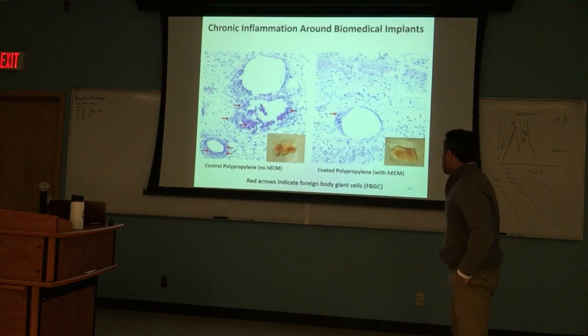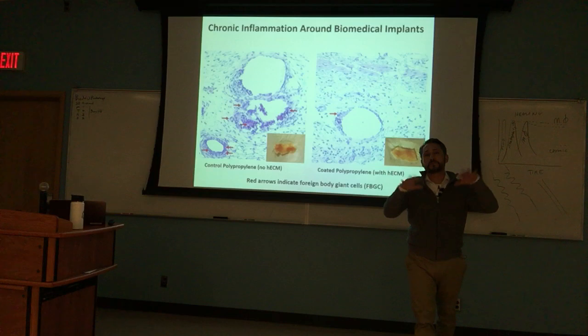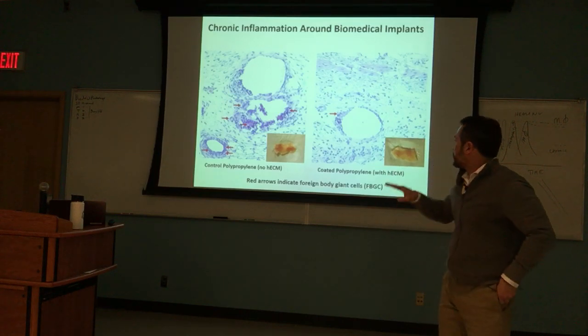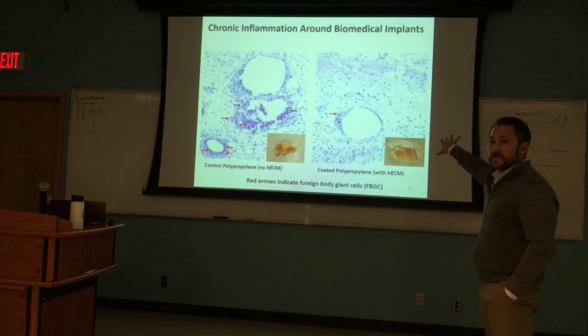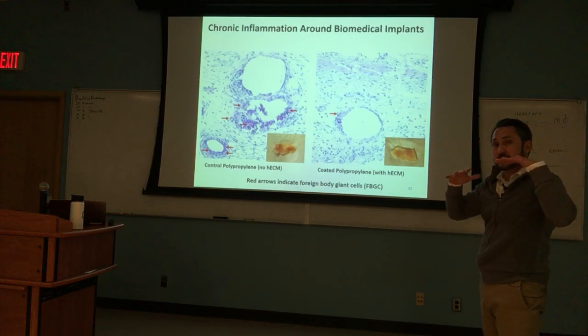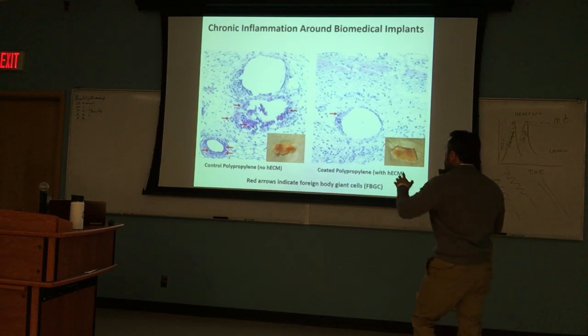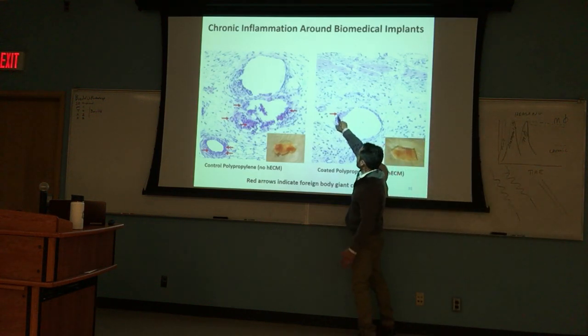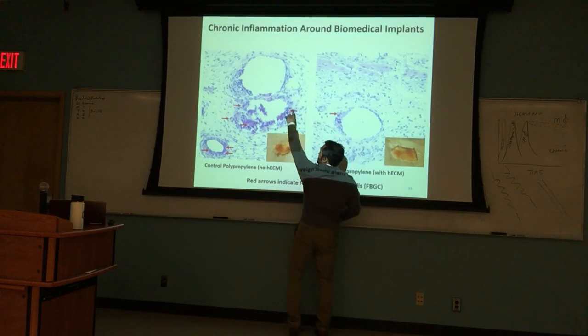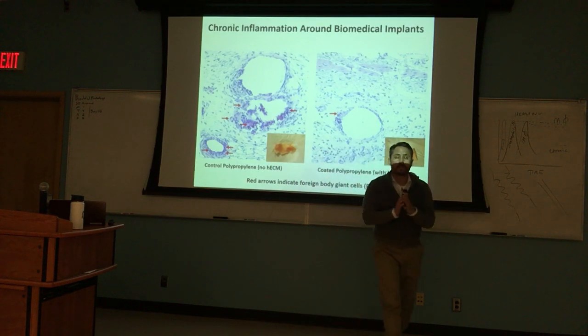And then this is work that we did. We actually created a covering or a coating, a matrix coating over this polypropylene to try to reduce the level of inflammation. And so you can see on the right the same material with our coating and the level of inflammation subsiding histologically. Can you guys see the difference? So you can see that there's still maybe one foreign body giant cell here, but not nearly as many as all that are surrounding in these red arrows. All the red arrows are foreign body giant cells.